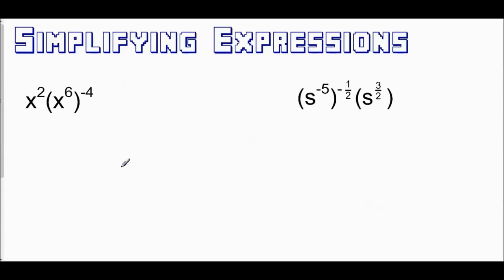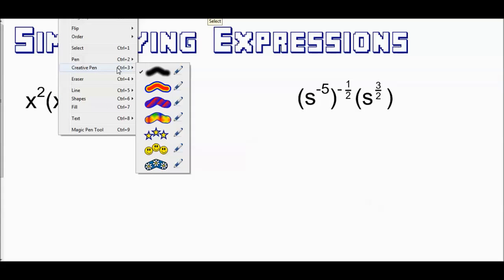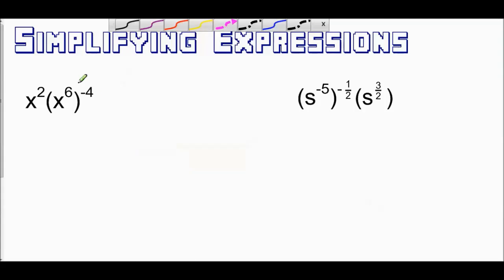Now let's deal with algebraic expressions. Same principle, yet we have variables as bases. You still are using order of operations when you're dealing with exponents and with powers. So within those exponents, you're doing the order of operations. This exponent of the -4th power is being applied to x to the 6th power. So I'm going to multiply those powers together because it is a power to a power.